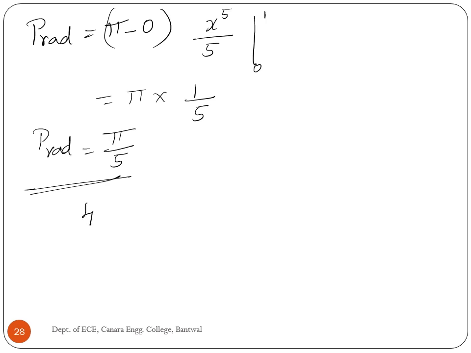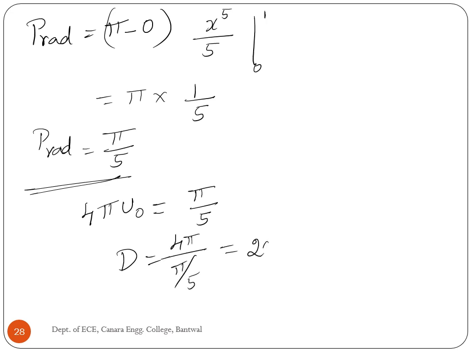When we equate the radiated power from an isotropic source with the radiated power for the given pattern, directivity is equal to 4 pi divided by pi by 5, which is equal to 20.